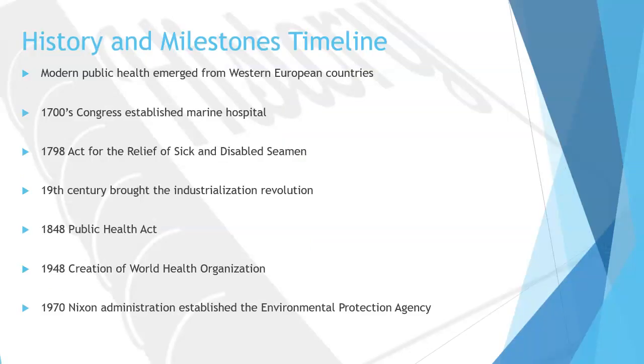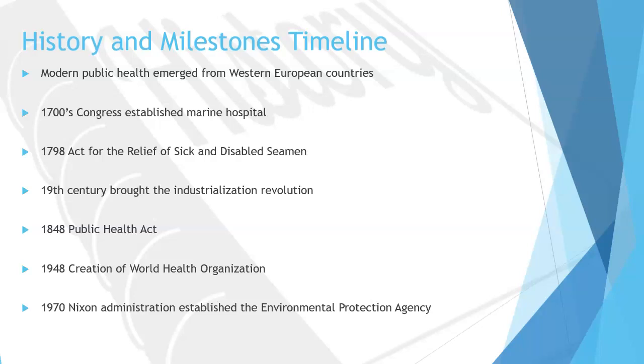Modern public health emerged primarily from Western European countries, mainly England, France, and Germany. In the 1790s, Congress established a U.S. Marine Hospital Service to deal with the health problems of sick and disabled seamen and created a network of hospitals. John Adams established a national public health policy in 1798 with the Act for the Relief of Sick and Disabled Seamen. That establishment was a critical moment in the history of public health.